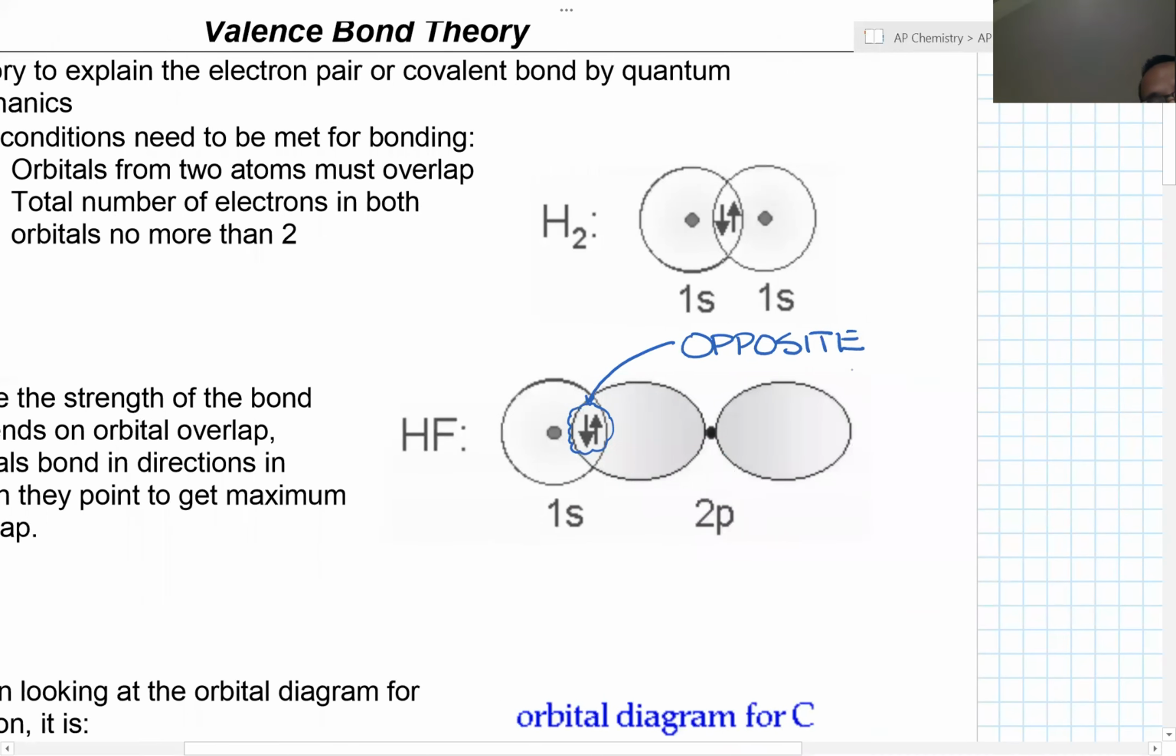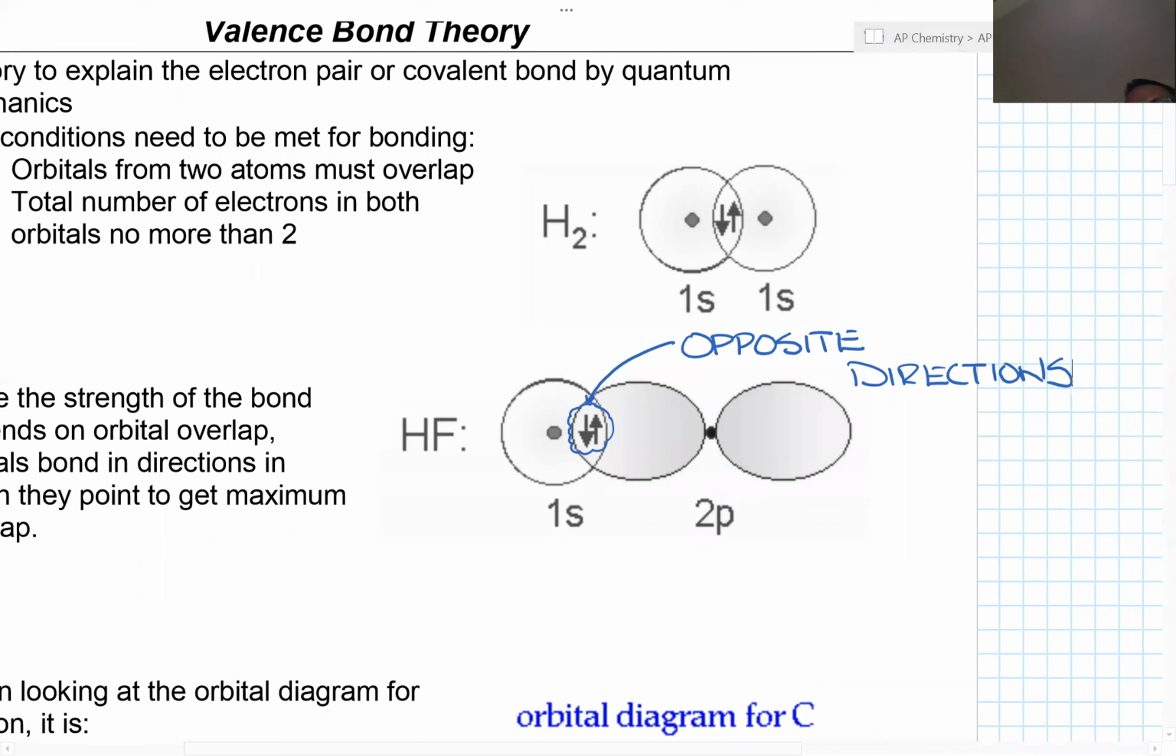Now, why are they in opposite directions? It is because they want to minimize the repulsion between the electrons. So it goes back to the idea of a magnet. You know, north and south attract, okay, and you minimize repulsion.